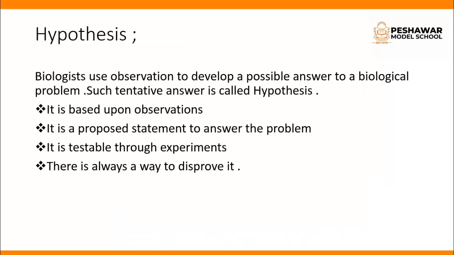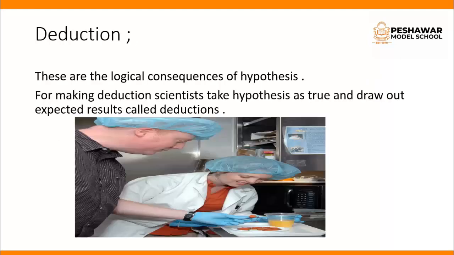Next step is hypothesis. Biologists use observations to develop a possible answer to a biological problem. Such tentative answer is called hypothesis. These are the qualities of the hypothesis. Number 1, it is based on observations. Number 2, it is a proposed statement to answer the problem. Number 3, it is testable through experiments. And fourth quality is there is always a way to disprove it.